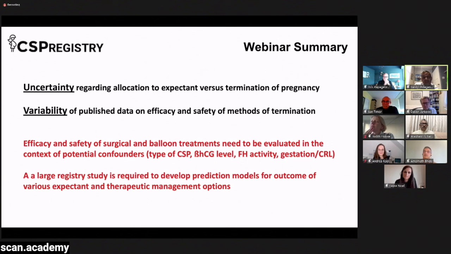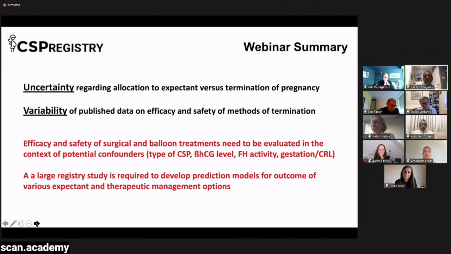Secondly, the published data on efficacy and safety of methods of termination are not consistent and may not be applicable to different hospitals and centers, because different hospitals and centers may be seeing women at different gestations, different vascularity, and whether or not the fetal heart was present. And therefore, we really need safety and efficacy data to be evaluated in the context of these confounders of type of CSP, HCG level, residual myometrial thickness, heart activity, etc. And therefore, we need a large registry for that.